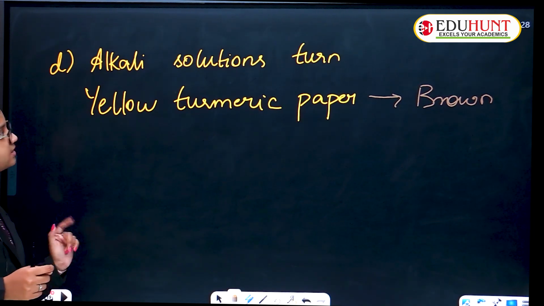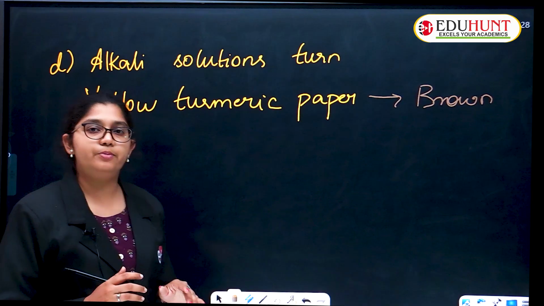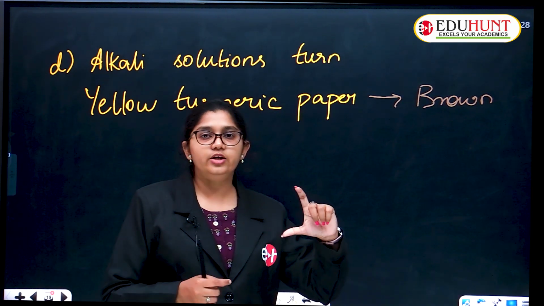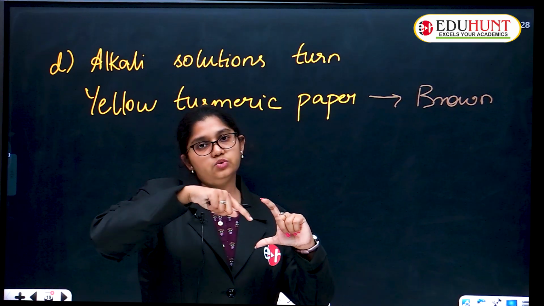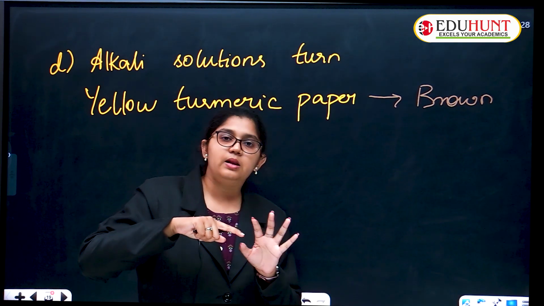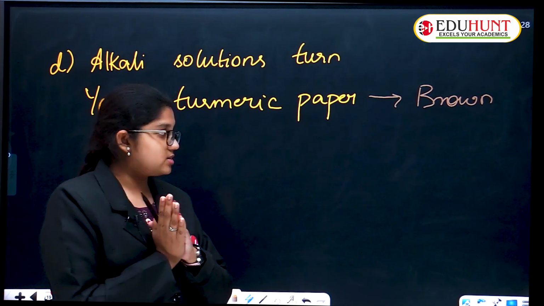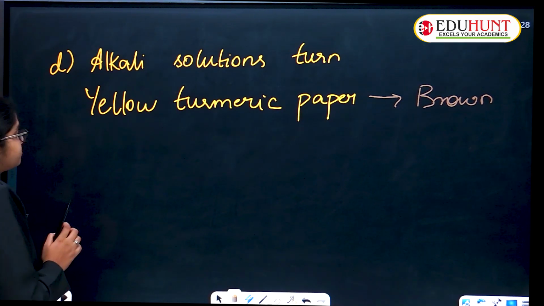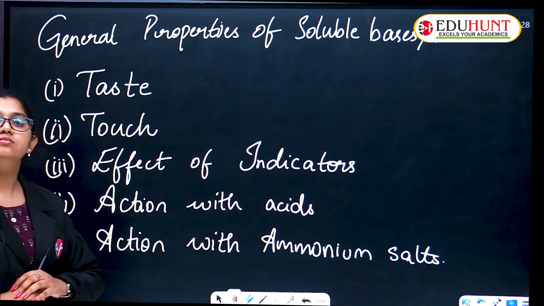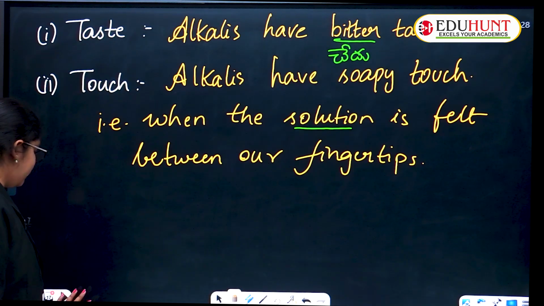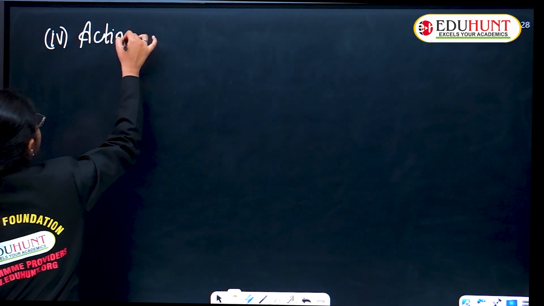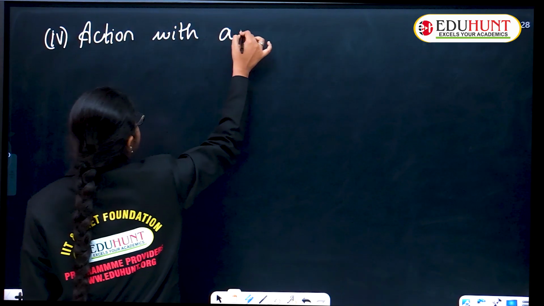Now next is taking a turmeric paper, which is generally yellow in color originally. If you dip it in the basic solution, what happens? The paper turns into brown. Wherever it touches the basic solution, it turns into brown color. That is all about the effect of indicators. Okay. This is all about the third general property of the soluble base or alkali. So let's do the fourth general property, and that is called, what is that? Action with acids.